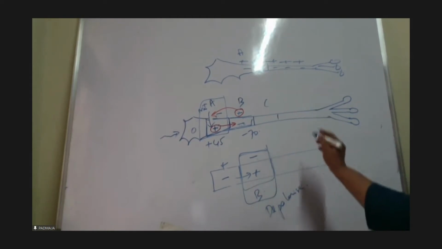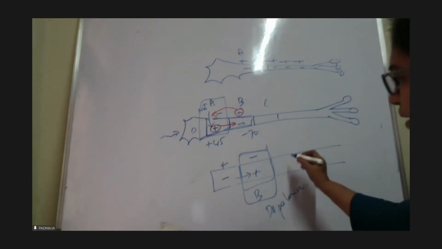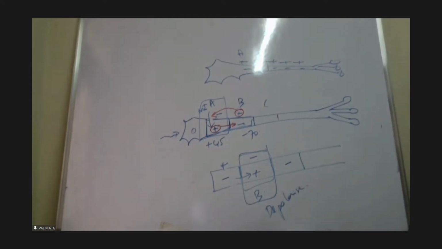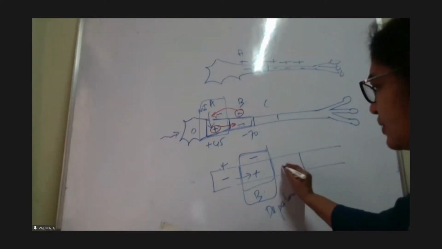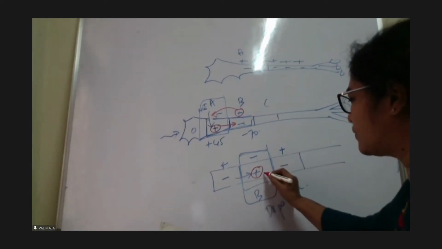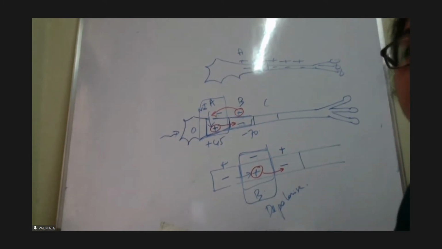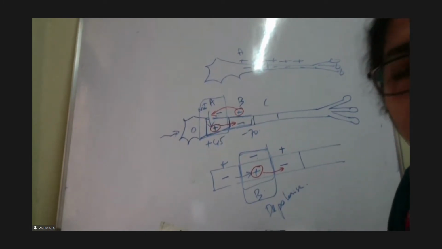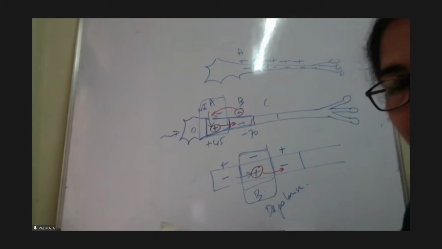Now check the C site. At the C site, still inside it is minus 70, negative charge, and outside it is positive. To complete the circuit, what happens? Here, it moves forward. Which side moves forward? An important question in the NEET exam. Inside the axoplasm, meaning inside the axon.